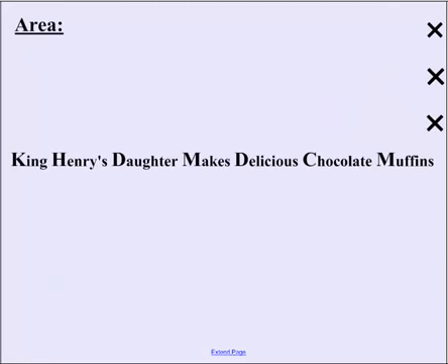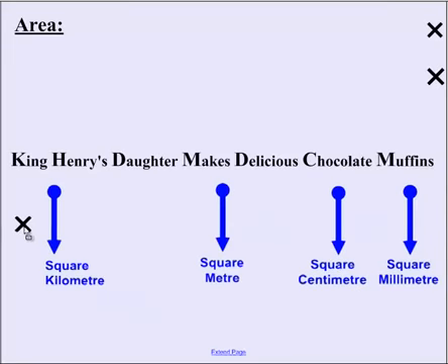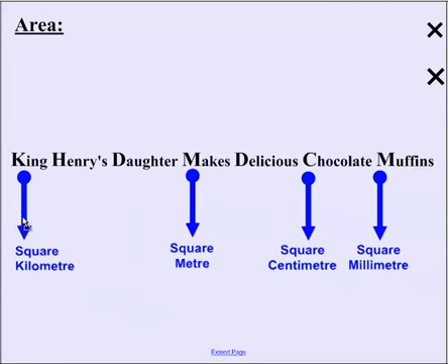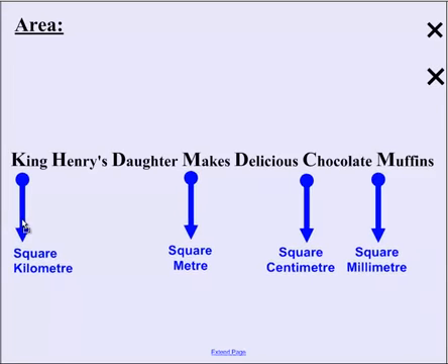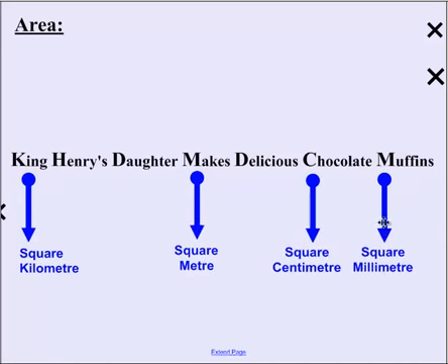Okay, in the previous lesson we had a look at King Henry's daughter makes delicious chocolate muffins as a little way to remember how to deal with these conversions. So we're going to bring it in, and we're going to use the same thing. So the K stands for kilometers, M stands for meters, C for centimeters, and M for millimeters. However, now we're going to be talking about units of area. So there's square centimeters, square meters, square kilometers, and square millimeters.